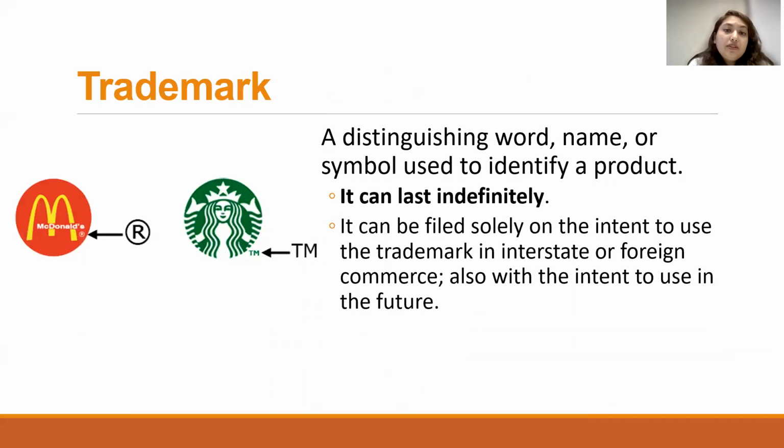For the trademark, we can see the logo for McDonald's and the logo for Starbucks. We can see the McDonald's logo is registered. That's why it shows an R at the right. And if we see the logo for Starbucks, we can see a TM, which indicates the trademark. So these are the distinguishing words, name, or symbol used to identify a product. These logos can last for an indefinite time, and it can be filed solely on the intent to use the trademark in interstate or foreign commerce, also with the intent to use it in the future.